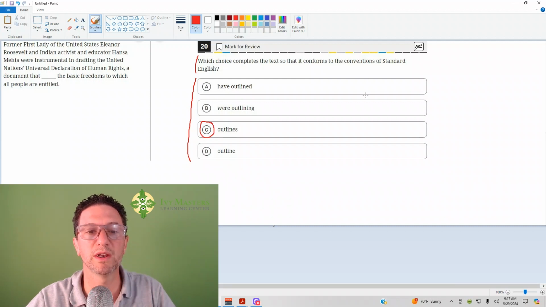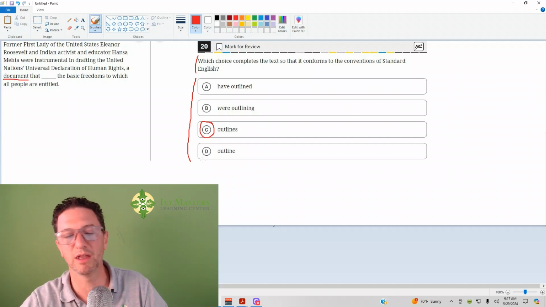You always want to pick the one that doesn't belong. It's an indication that the subject is singular, and sure enough, "document" is the subject. The document, it's a document that outlines, not a document that outline or any of the others.